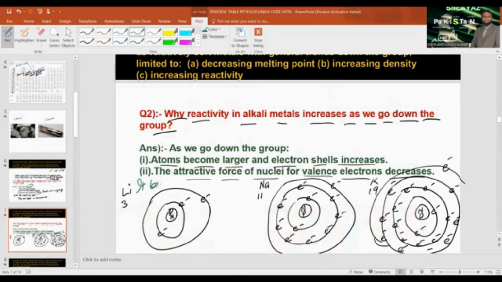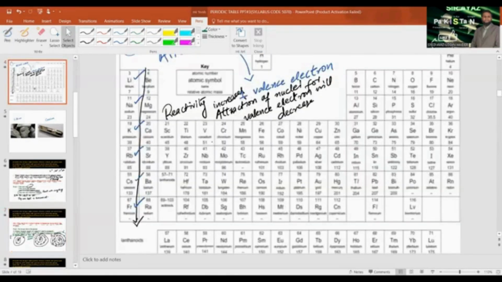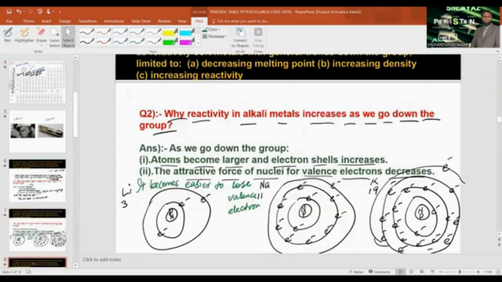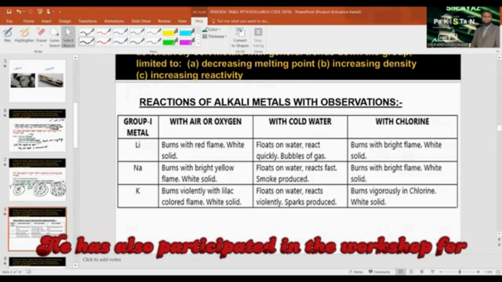It becomes easier to lose the valence electron. That's why the reactivity increases down the group. In fact, down the group, we have highly reactive metals in the periodic table, like cesium. It reacts explosively. Both rubidium and cesium are highly reactive metals.